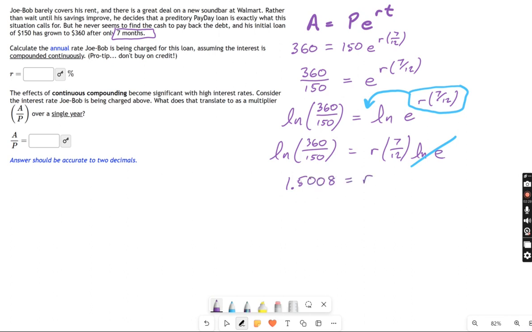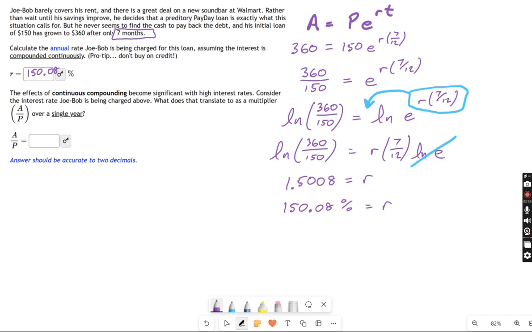You might look at that and say, oh, that's not so bad. It doesn't sound like a lot, except when you realize this is a decimal value. It's not a percentage. This is not 1.5%. This is 150.08%. That's outrageous. So here you go. There's your answer for this first part. It's almost absurd how much is charged here.